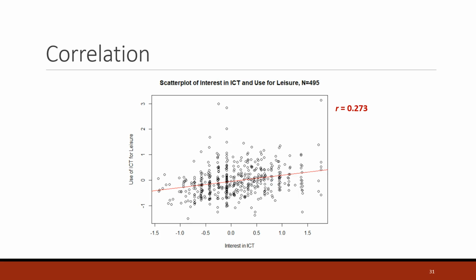So as an example of correlation, we've seen the scatter plot already, capturing that positive, not too strong, but somewhat of a relationship that we've seen there. The Pearson correlation between these two variables is 0.273. So it is positive, and it is there, but it's not particularly high.